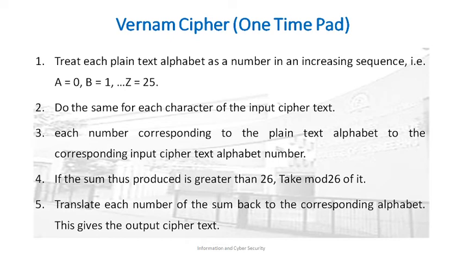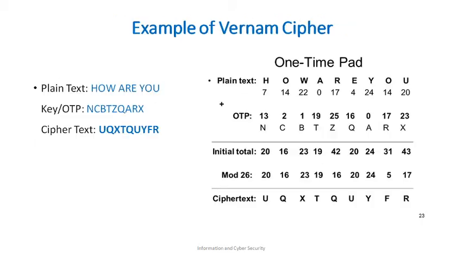The third step, add each number corresponding to the plain text alphabet to the corresponding input text cipher alphabet number. If the sum produced is greater than 26, then take the mod 26 of it. After that, translate each number of the sum back to the corresponding alphabet. This gives you the output cipher text.